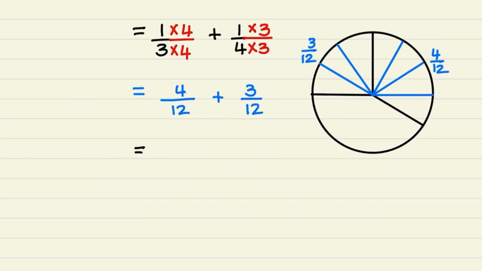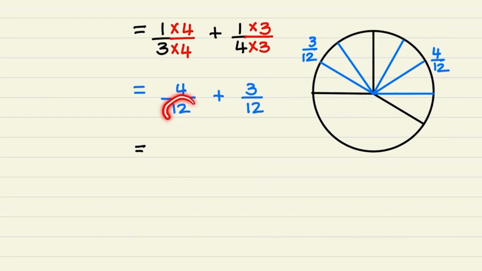So we can see that when the denominators are the same, we can simply add the numerators together. So it will be 4 plus 3 over 12, which is 7 over 12.